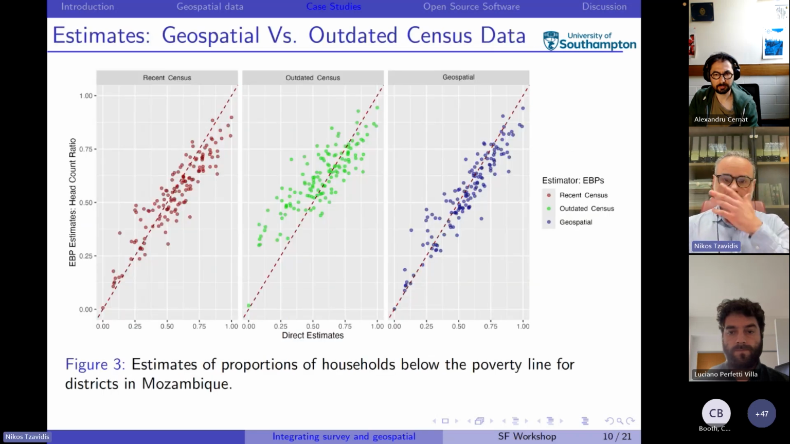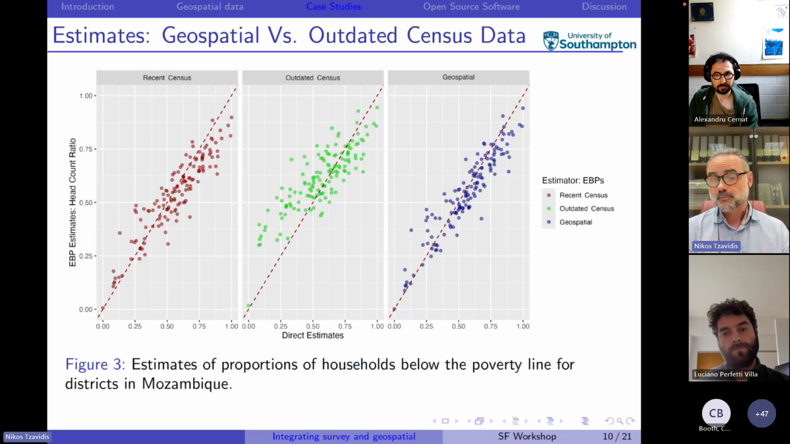So here, we're not going into the methods, we're just presenting some results. We have three plots, and I want you to focus on the middle plot and the right-hand side plot. The middle plot is the estimates when we use the outdated census data. That means census data from 10 years ago, the 2007 census data in Mozambique. The right-hand side plot is the same estimates, but this time using remote sensing variables as covariates. What we plot here are the direct estimates of headcount ratios, so basically the proportion of households below the poverty line, versus model-based estimates, estimates that are produced using models and algorithms.